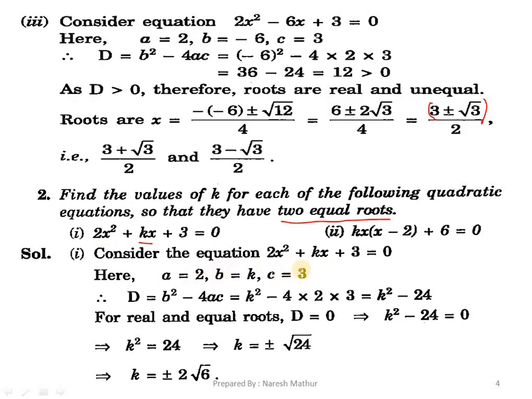So just get the values of a, b, c here. The value of b will be k, because k is the coefficient of x here. Just put the values of a, b, c in b square minus 4ac. So we get k square minus 24. As it is given that they have equal roots, just equate it with 0. So we have k square equals 24. So k equals plus minus 2 root 6, because root 24 can be written as root of 4 into 6. Root 4 will be 2 and root 6 will be the same. So k equals plus minus 2 root 6.